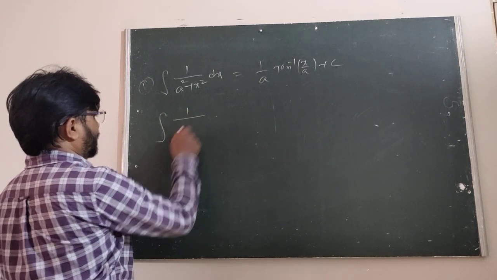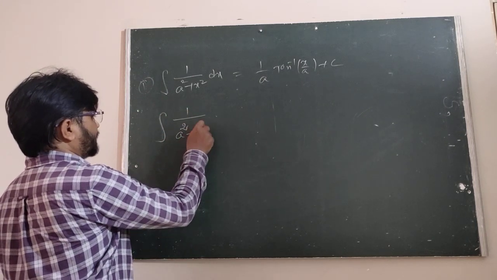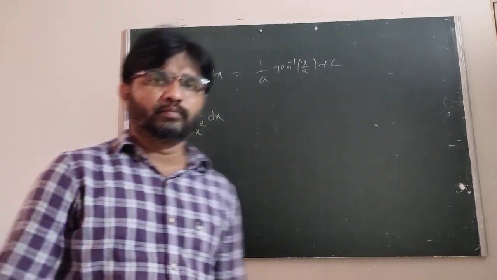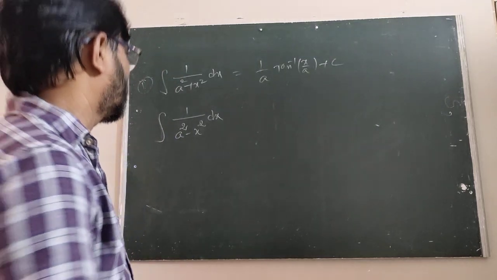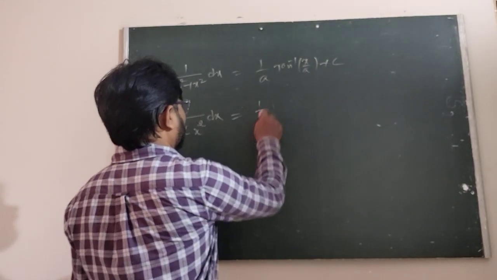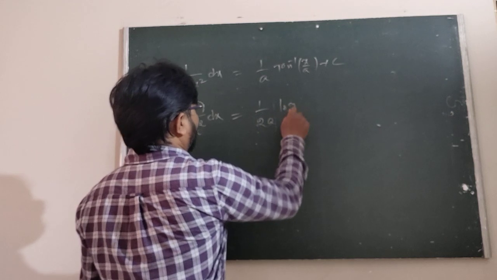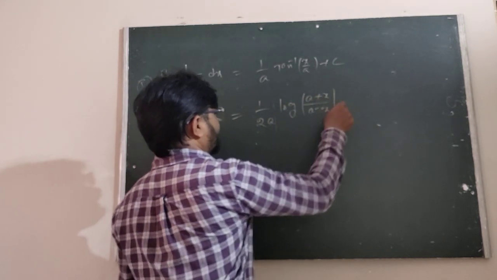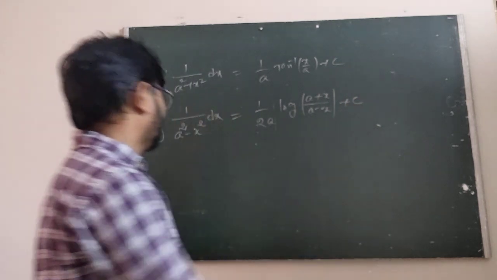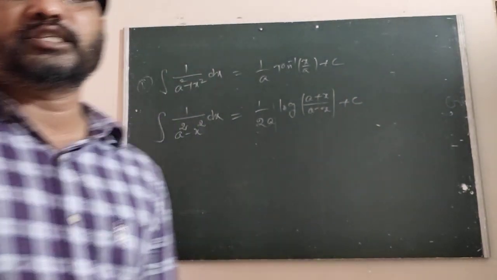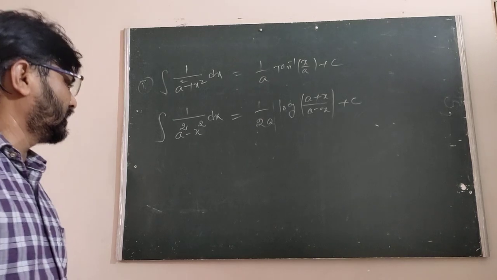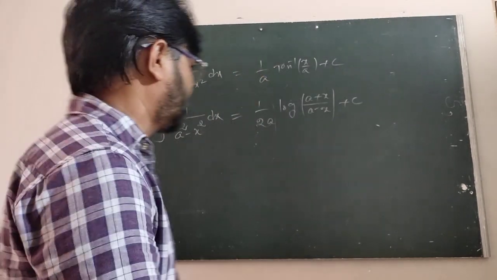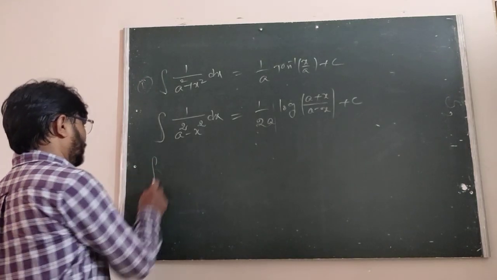the integral of 1 by a square minus x square dx. The integral 1 by a square minus x square dx is 1 by 2a log mod of (a plus x) by (a minus x) plus c. This is the second one. Now we are going to the third one.